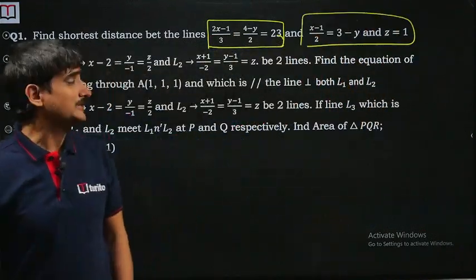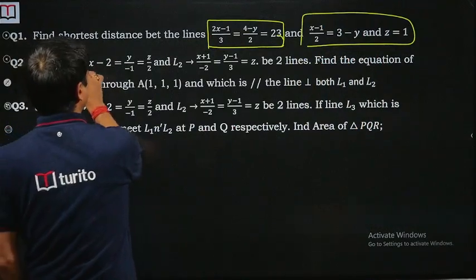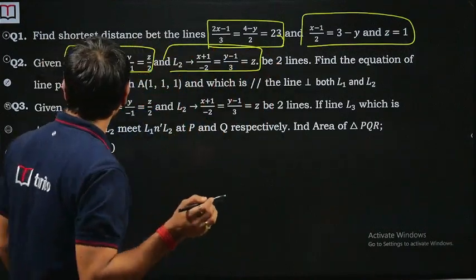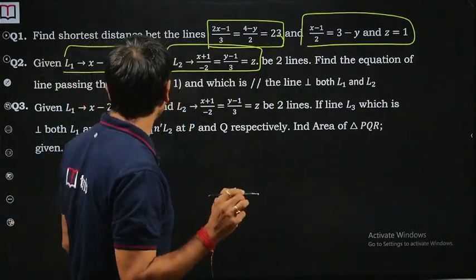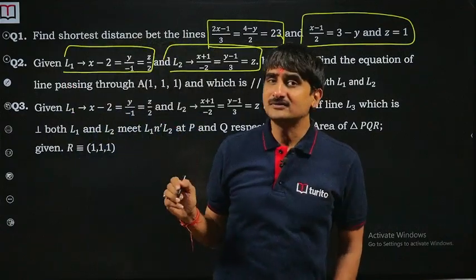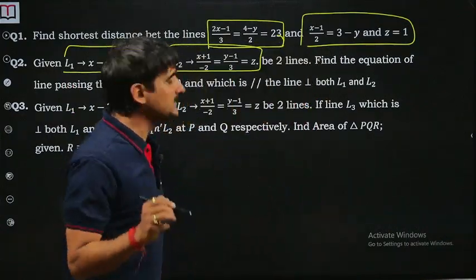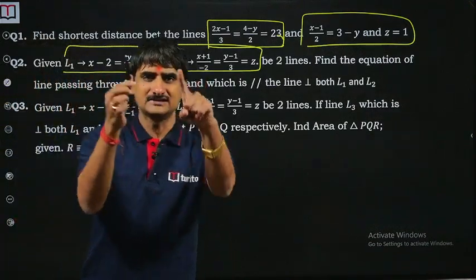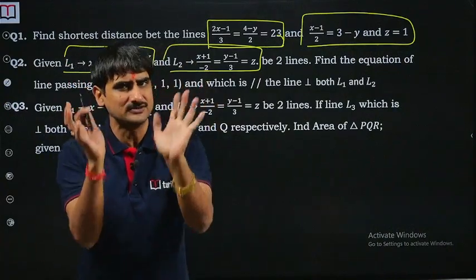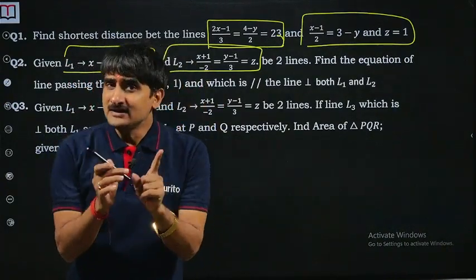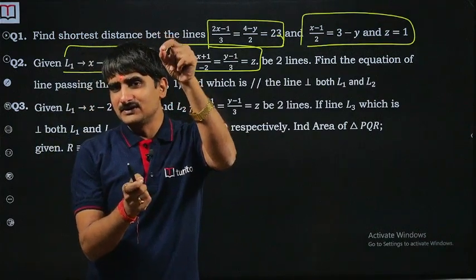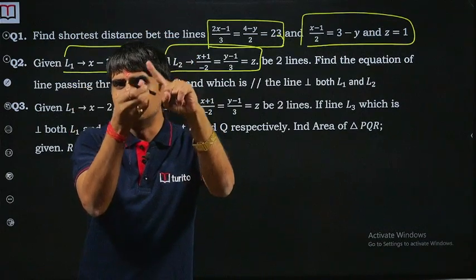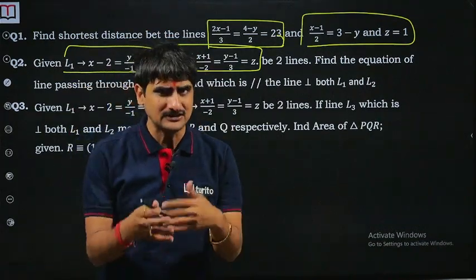Similarly, another question is given: L1, the first line, and L2 be 2 lines. Find the equation of the line passing through A and which is parallel to the line perpendicular to both L1 and L2. Okay, so you are given 2 lines like this. They may be skew, they might not be skew. Now you have to find the equation of a line that passes through a given point and is parallel to a line which is perpendicular to both these lines. So I will be telling you how to solve it.